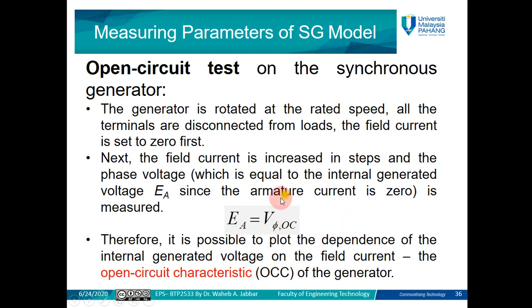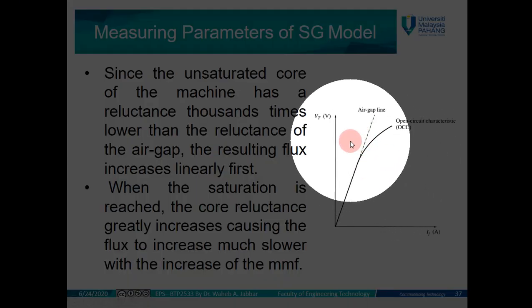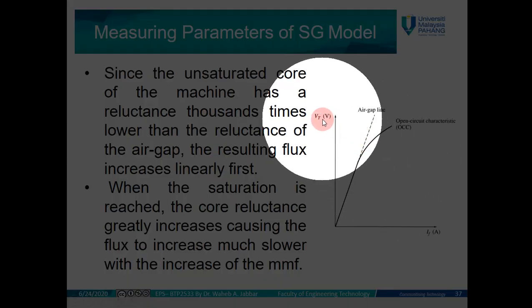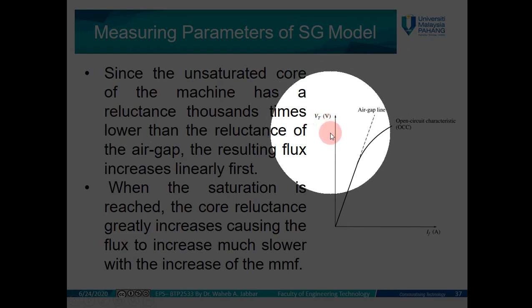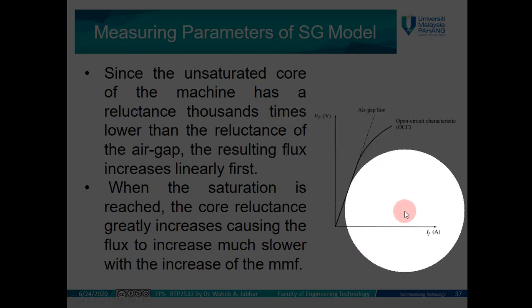So from this measurement, when we increase the field current, we are going to measure the EA, or the internal voltage. We are going to obtain the open circuit characteristic. The open circuit characteristic curve is shown here. It shows the relation between the terminal voltage, which in this case is the same as EA because we do not have any load and do not have any armature current, and the variable here, the field winding current.